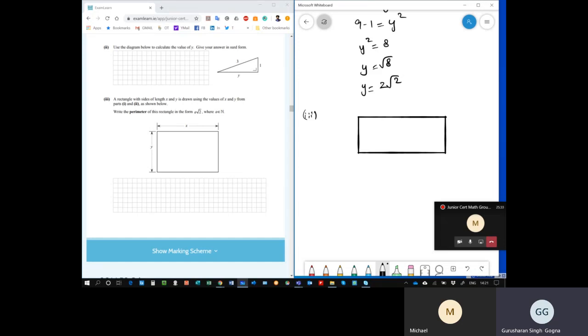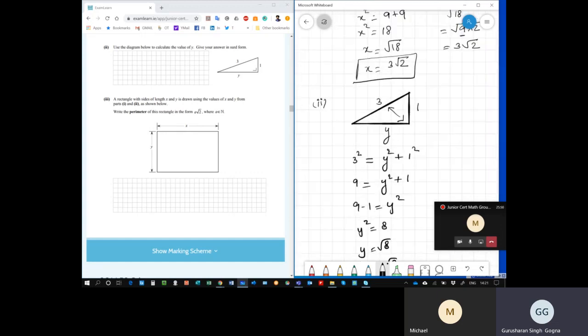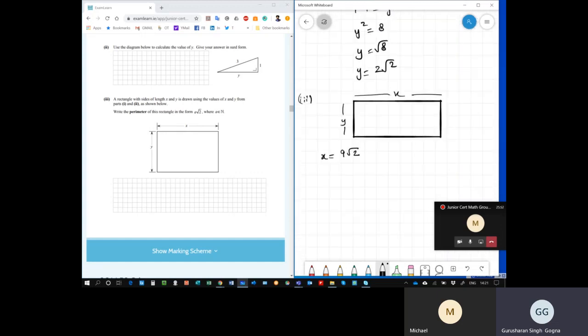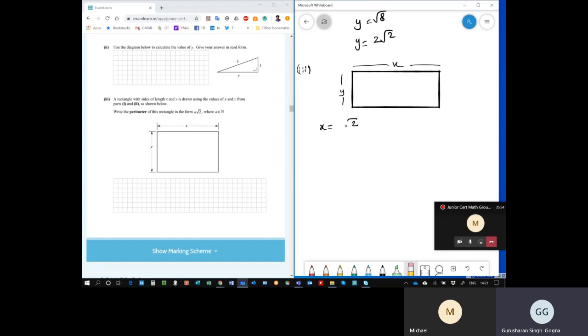Obviously, a rectangle has length and width, isn't it? And this length is the same as what you got in the first part, and the width is what you got in the second part. You know that the value of x is 3 root 2 from the first part, and from the second part, the value of y is 2 root 2.